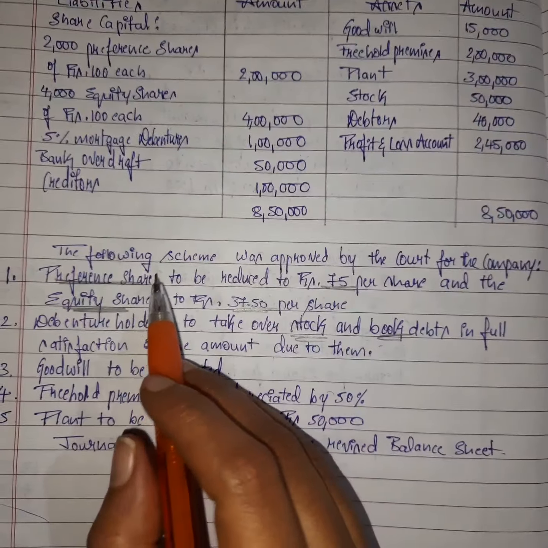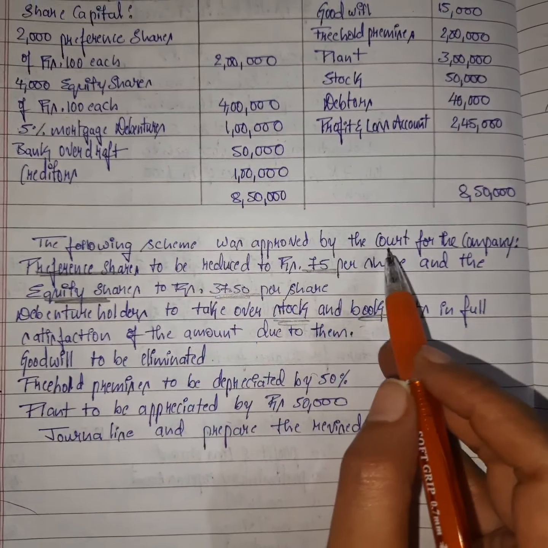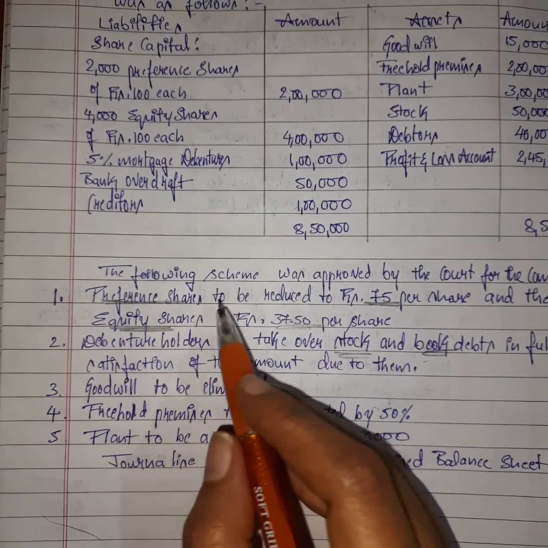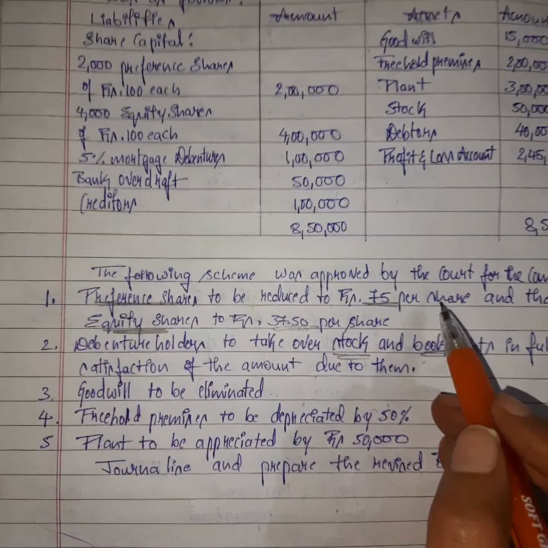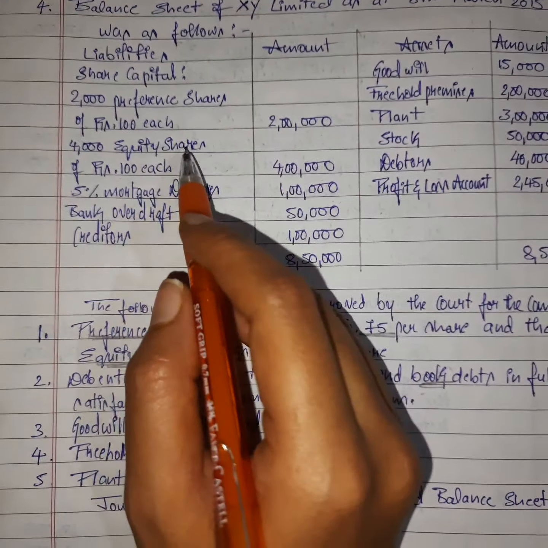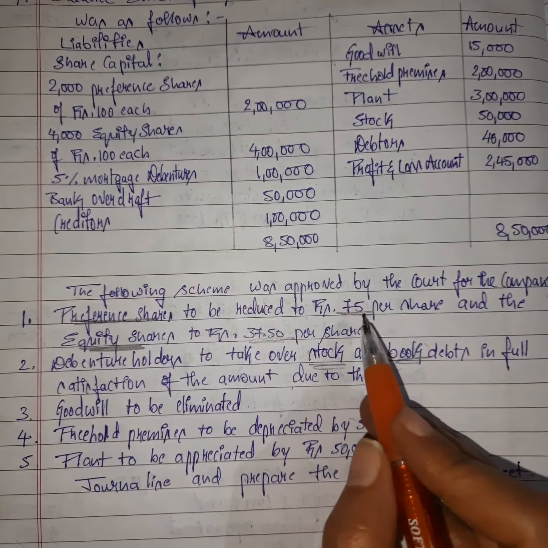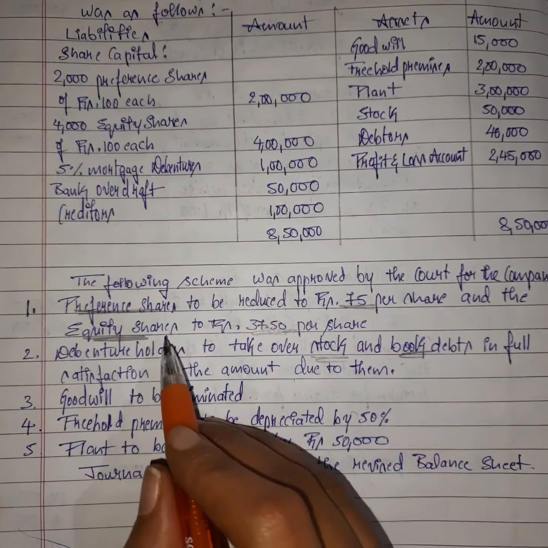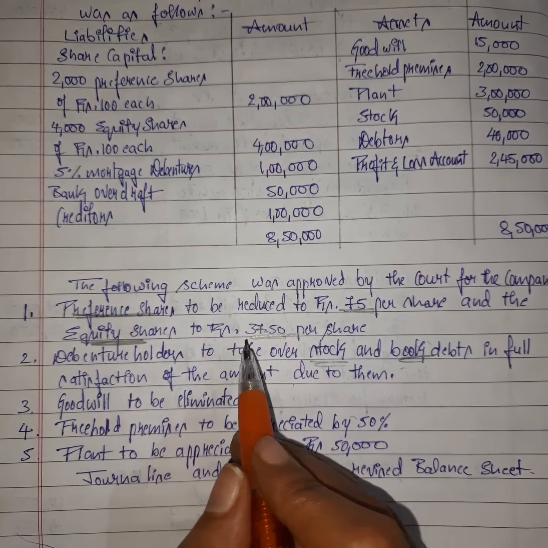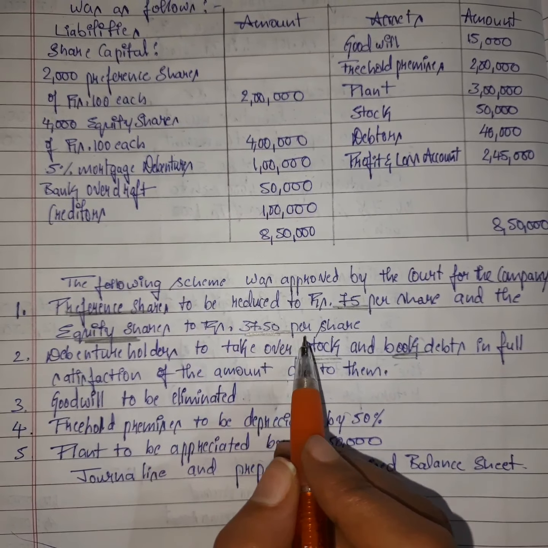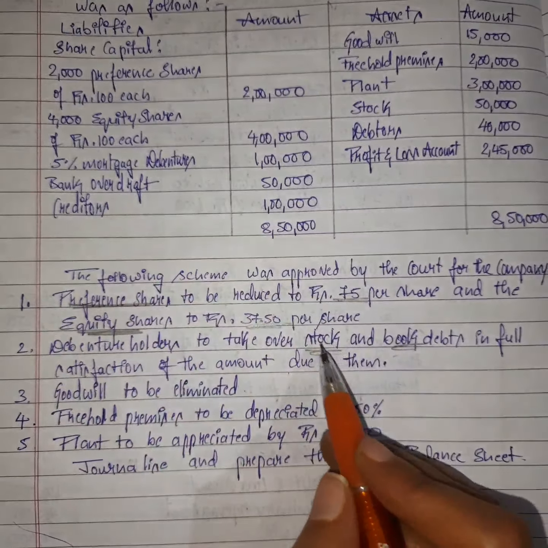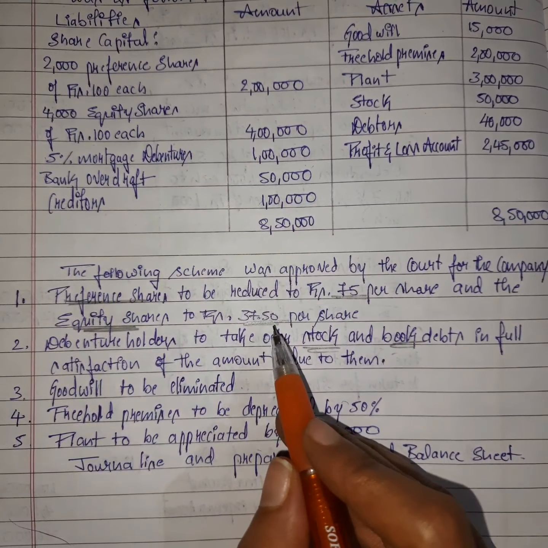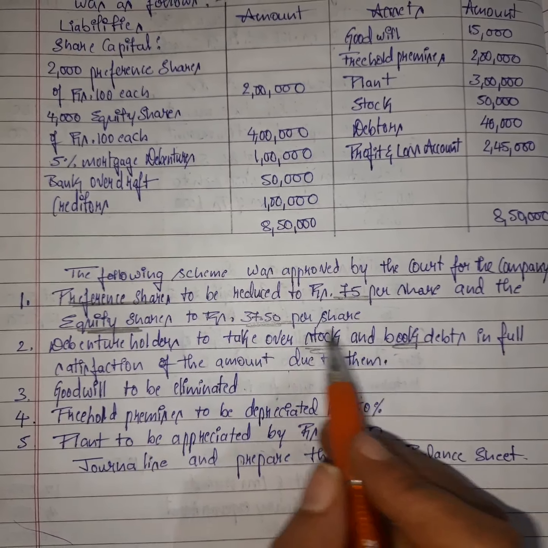Coming to the next adjustment, the following scheme was approved by the court for the company. Coming to the first point, preference shares to be reduced to rupees 75 per share. In the problem, 100 each is reduced to 75 per share. Coming to the next, equity shares to rupees 37.50 per share. Here you can see 100 each is reduced to rupees 37.50 per share.